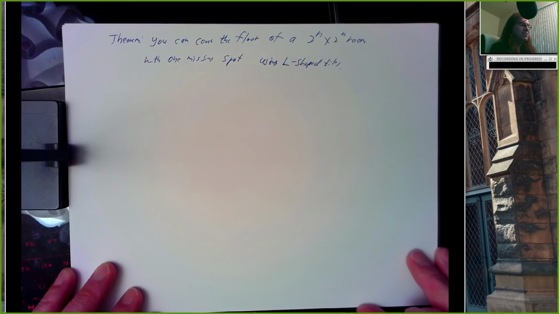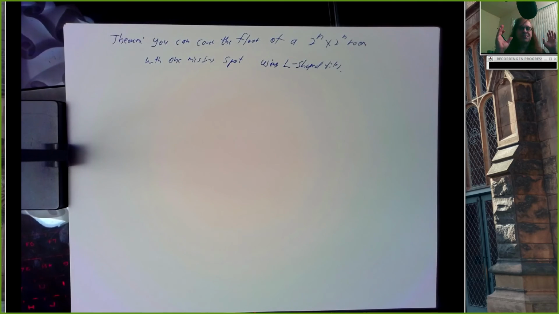But the theorem is, as long as your floor is a square and each side has a length that's a power of 2 number of tiles, you can tile the floor. Alright, we got 5 minutes, we got 6 minutes. We can prove this in 6 minutes using mathematical induction.